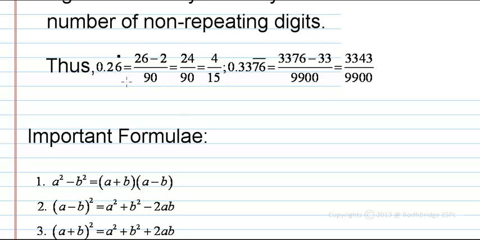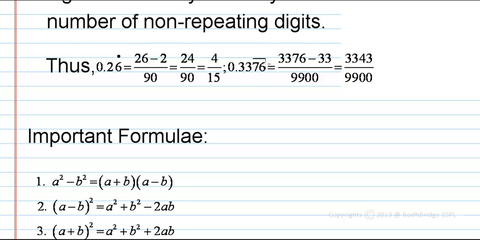Divided by, how did you get this 90? See, 0.26 is given here, where 6 alone is indicated with a dot. So you have only one recurring decimal and one non-recurring decimal. For the one value which is repeated, you place a 9, and for the one value which is not repeated, you place a 0. So 90. Now 26 minus 2 is 24, divided by 90, which is equal to 4 by 15. We have one more example, and you will be clear with this.